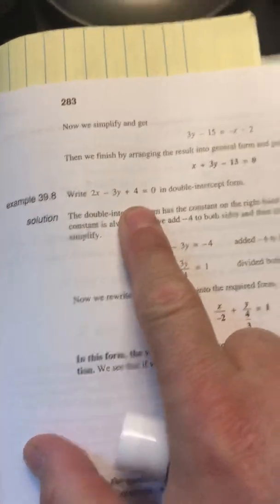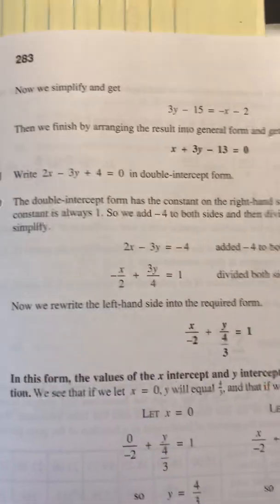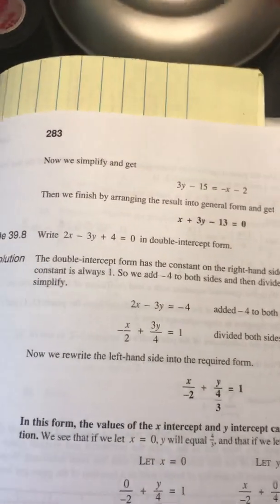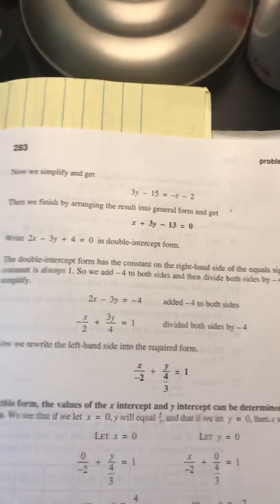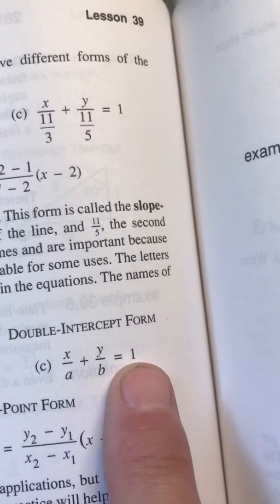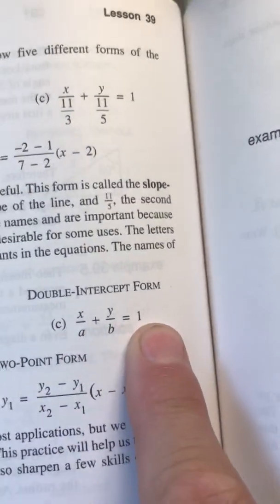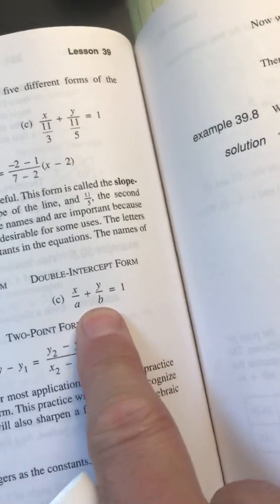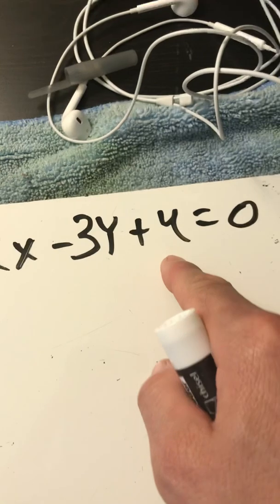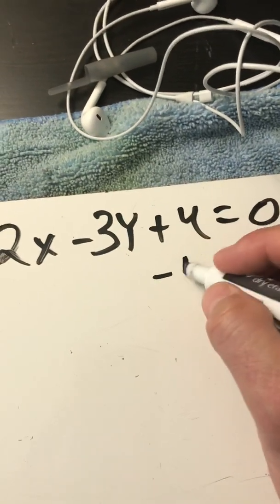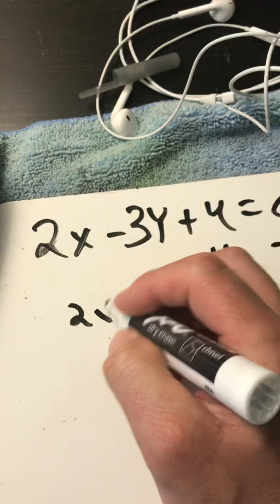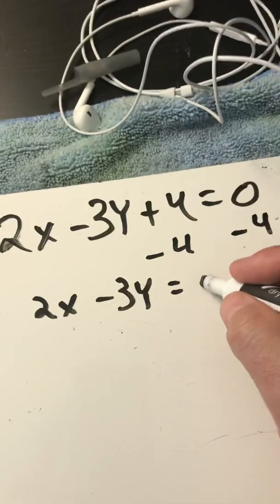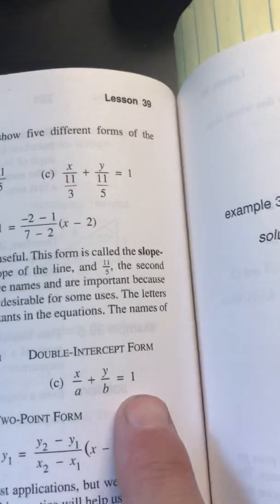Look at this one. 2x minus 3y plus 4 equals 0. And they want the double intercept form. Well, double intercept form says get the x's and y's on one side, and on the other side a whole number equal to 1. So this thing needs to go over here. Minus 4, minus 4. So you get 2x minus 3y equals negative 4. But they want the right-hand side in double intercept form to equal 1.